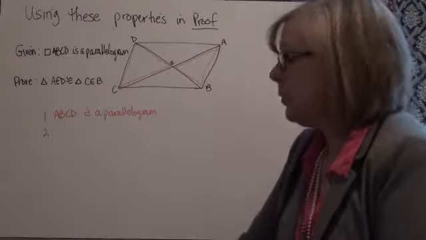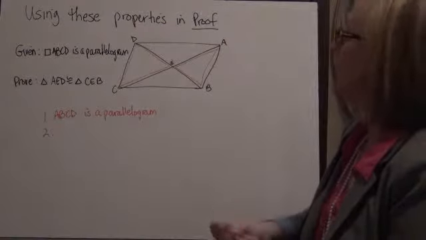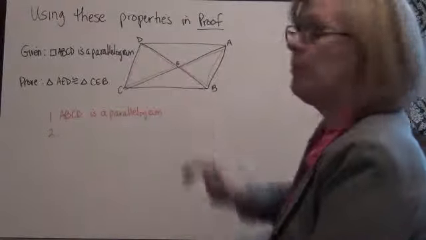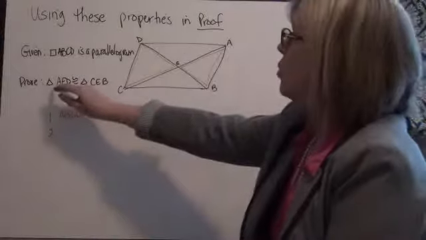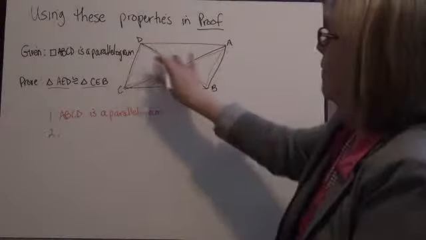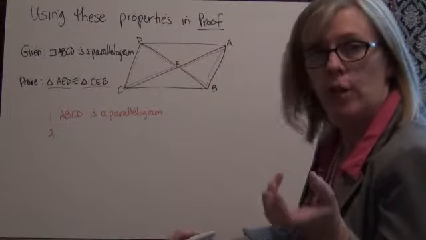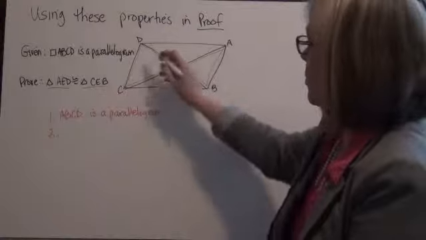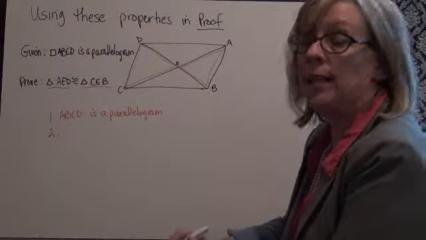Okay, last thing we're going to do is use these properties in a proof. So situation number 1, I'm given ABCD is a parallelogram. Prove that triangle AED is congruent to triangle CEB. I've highlighted them for myself because there are a lot of triangles inside this parallelogram. Lots of stuff going on. So I wanted to make sure I knew which ones they were talking about.